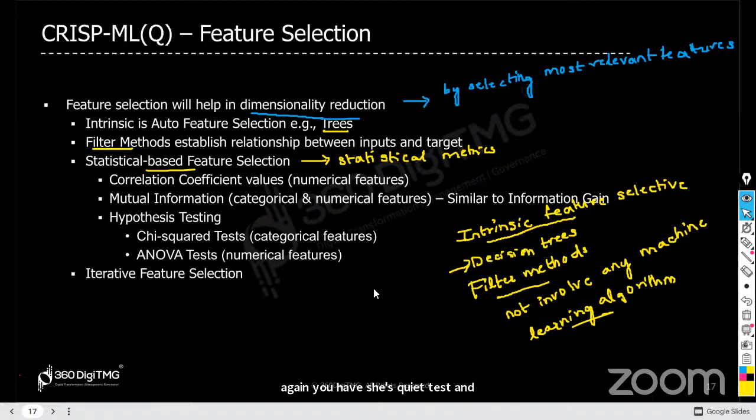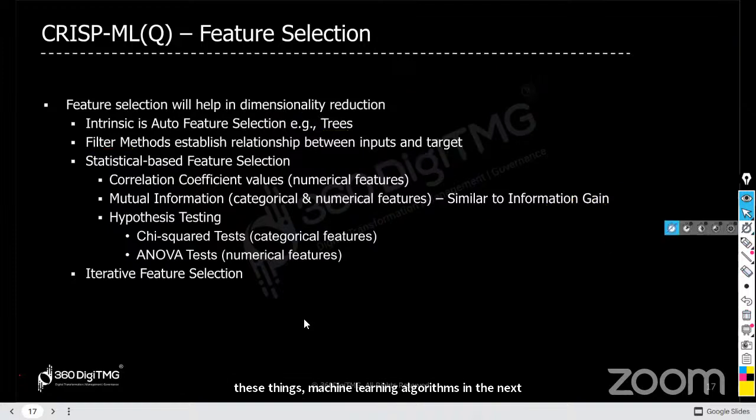And iterative feature selection is present. Here, it involves repeatedly building models with different subsets of features, and it will select the subsets that yield the best performance. That is iterative feature selection. So these are the theoretical things you should remember. We will discuss everything, decision trees and all these machine learning algorithms, in the next session. Let me clear and see what is present next.